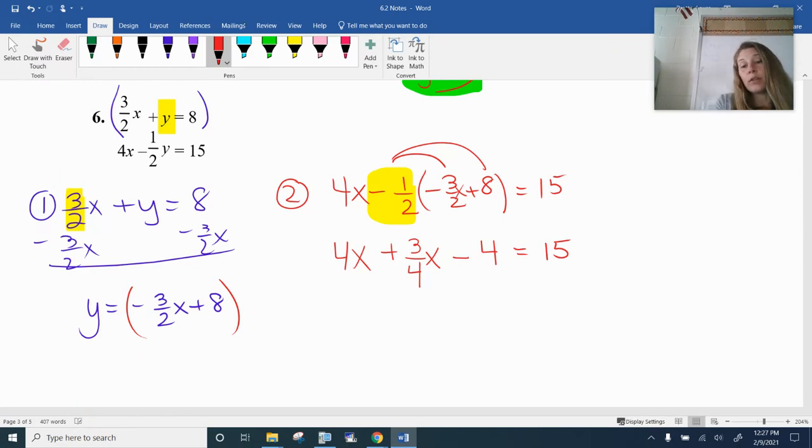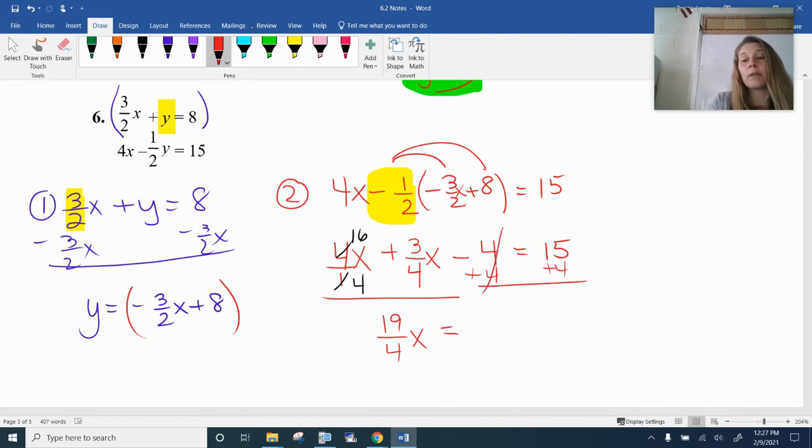Okay, so now these two we have to combine like terms. This is really a 4 over 1 there, right? So remember when you add up fractions, if I make this a 4, this becomes a 16. 16, 17, 18, 19 fourths x. And then this 4 is going to add to the other side. So then that gives me 19.